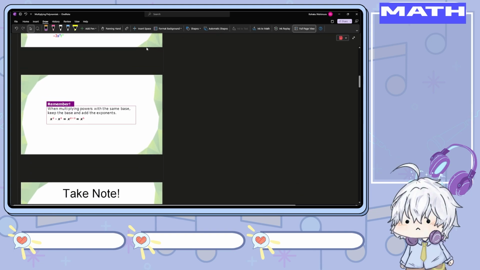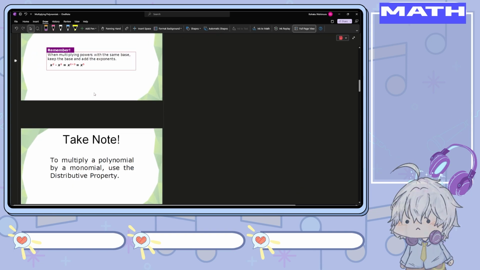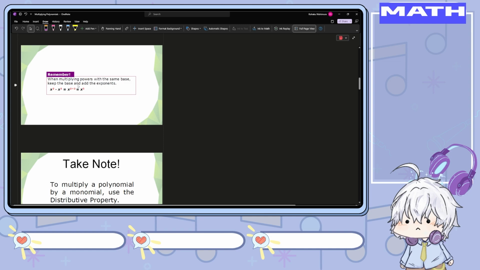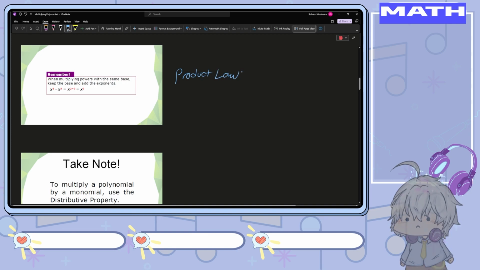With that out of the way, as a reminder again, we use this property, known to be the product law of exponents.